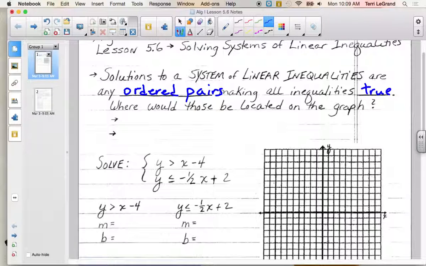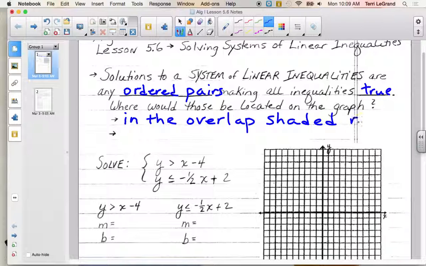Well, where would these be located on a graph? If you have more than one of these systems of linear inequalities on a graph together, where would those solutions be located? Well, they would be located in the overlap shaded region. So you shaded both of them, and wherever that shading overlaps, we would consider that to be a part of the solution region.